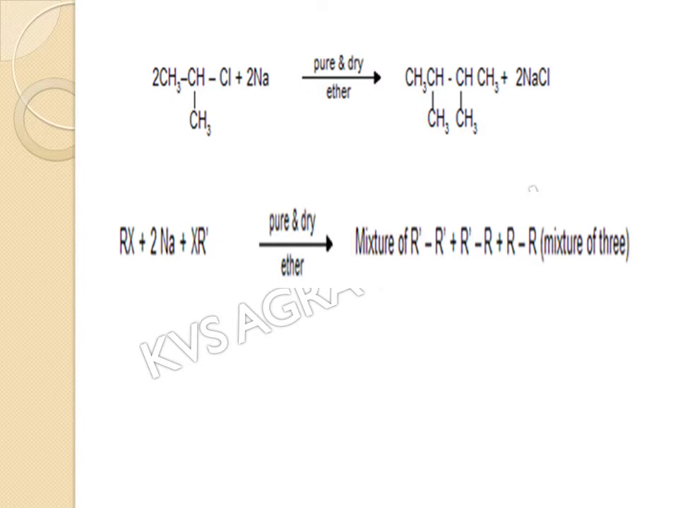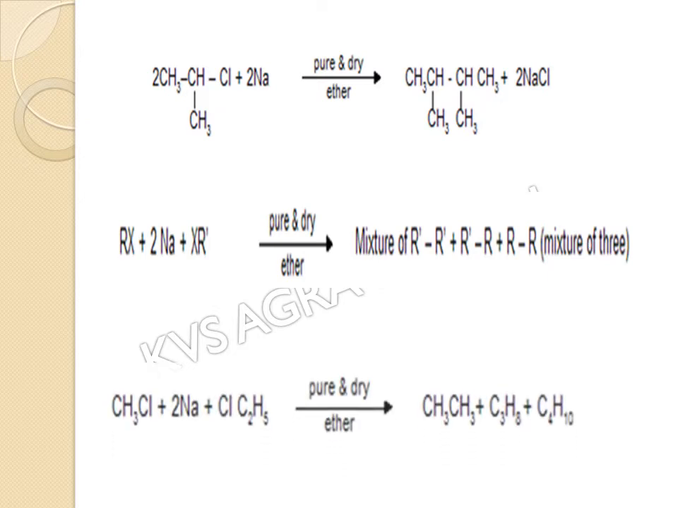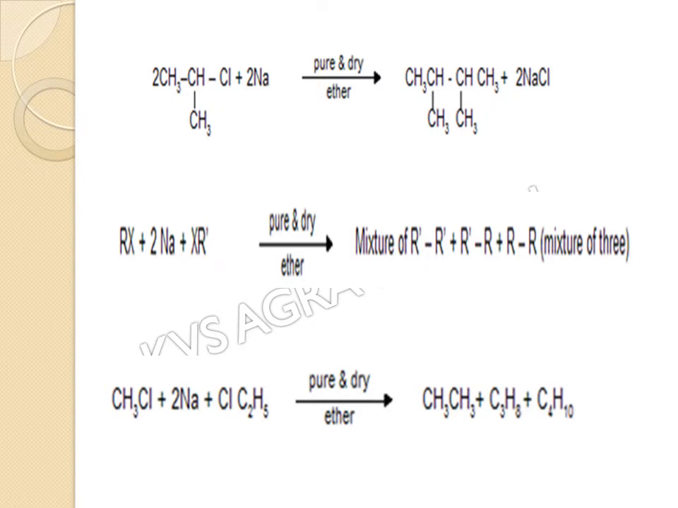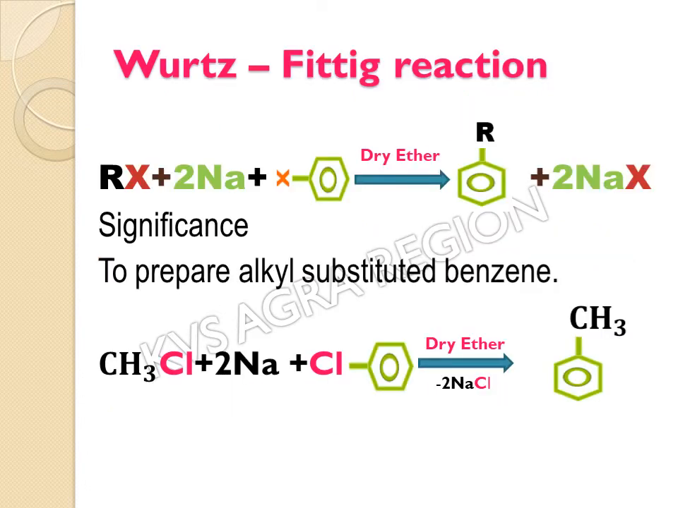Now, if we use two different alkyl halides, then we will get a mixture of various alkanes and their separation becomes difficult. So alkanes with an odd number of carbons cannot be prepared easily. In Wurtz-Fittig reaction, an alkyl halide reacts with a haloarene in the presence of sodium and dry ether to give an alkyl substituted benzene. The significance of this reaction is that we are able to prepare alkyl substituted benzene. For example, methyl chloride reacts with chlorobenzene in the presence of sodium metal and dry ether to give toluene.